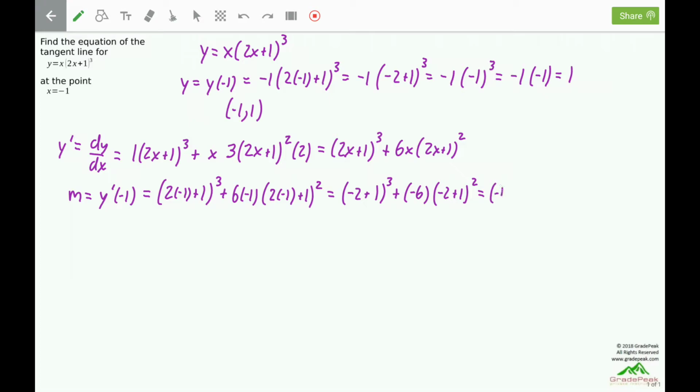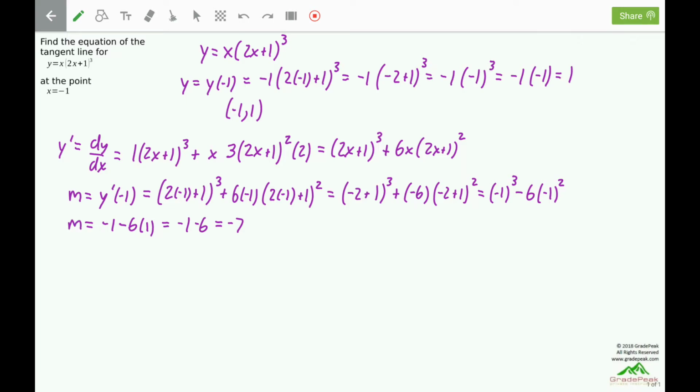-2 plus 1 is a -1, and then cubed. And then plus and minus will just be a -6, and then we have a -2 plus 1 again, and then squared. So we have a (-1) cubed, which will be a -1. And I have a -6 times (-1) squared, which is a +1. So -1 minus 6 comes out to -7. It looks like we have a slope of -7.